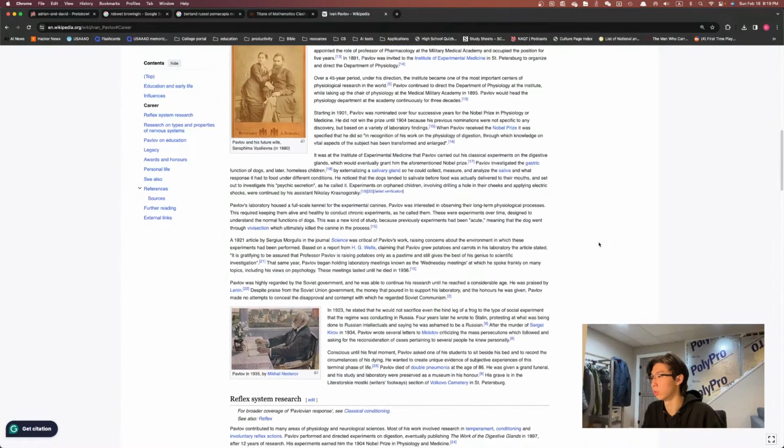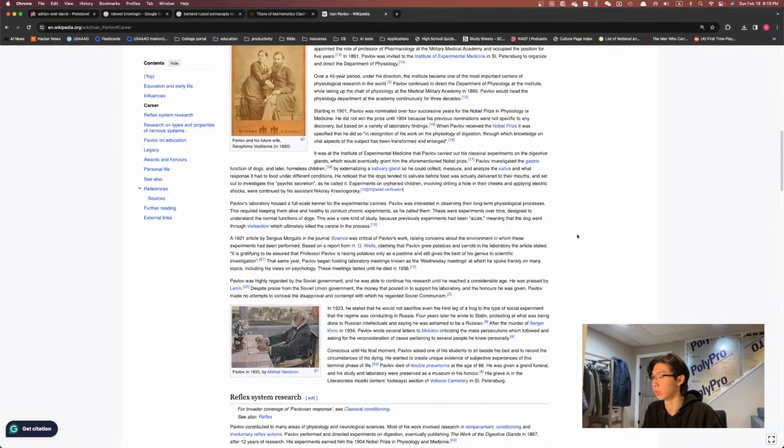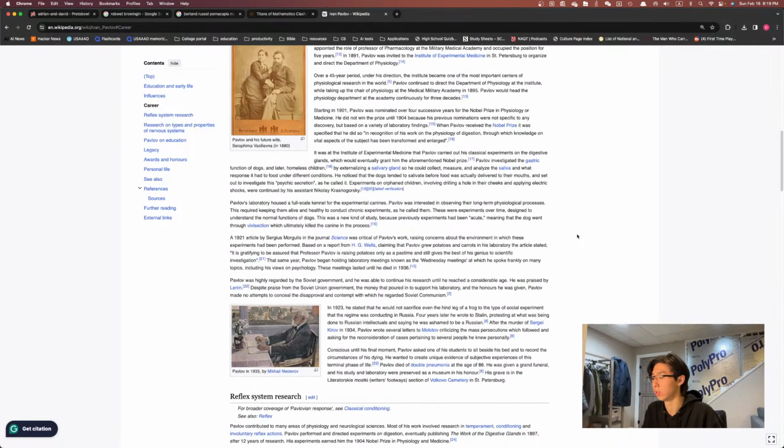Experiments on orphan children involved drilling a hole in their cheeks and applying electric shocks. Dang. Okay, this guy's hardcore. Obviously, ethical experimentation wasn't really a thing back then. It's gotten a lot better in the past 30, 40 years, but before that people didn't really care that much. Unfortunately, but for science, you know.